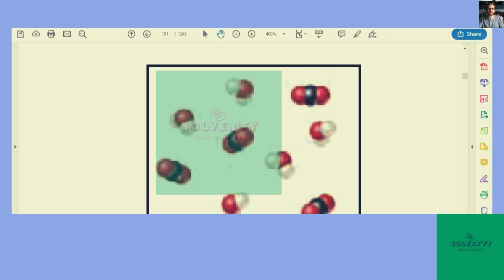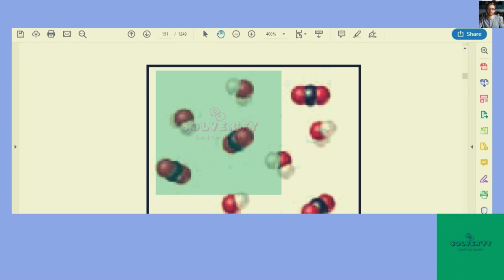Okay, so in this problem, we are given this diagram, which is a collection of H2O and CO2 molecules. And from this diagram, we have to find out the empirical formula of the hydrocarbon, of which combustion we get this diagram or this collection of CO2 and H2O. So to do that, first you have to identify which one is CO2 and which one is H2O.